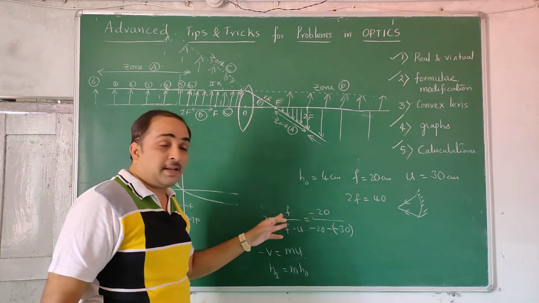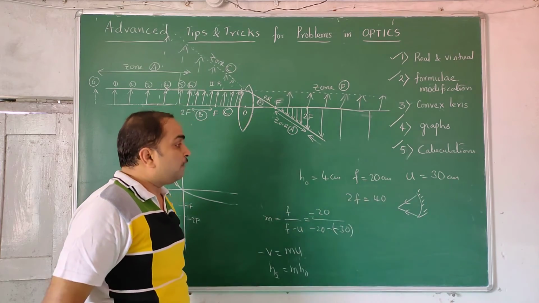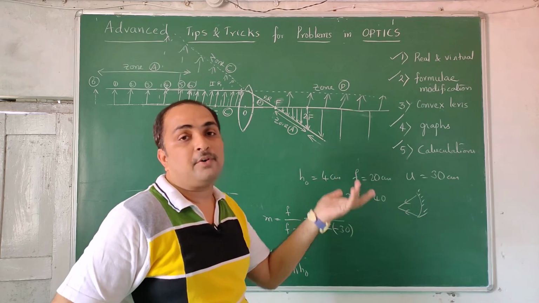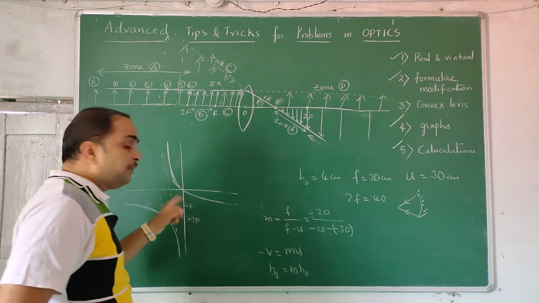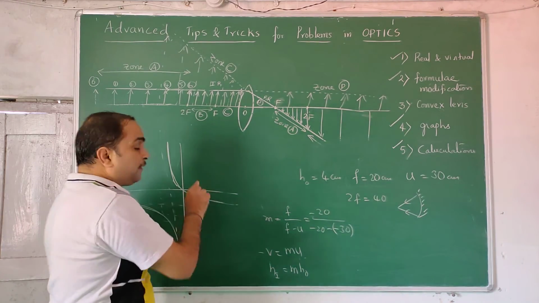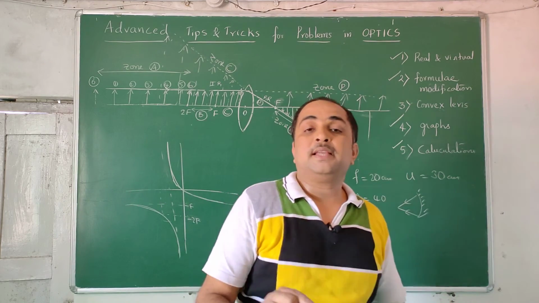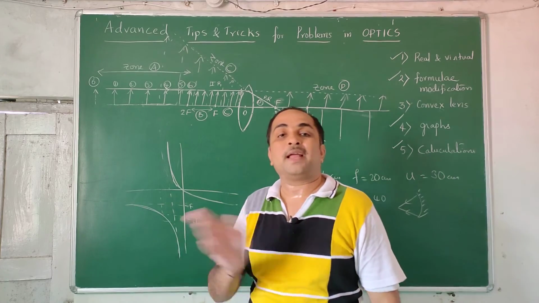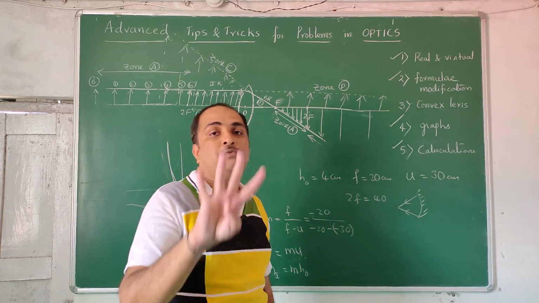If they give something else in between values, then you have to find f and 2f, and see whether u is in between f and 2f, greater than 2f, or less than f. According to the graph, by reading the x value and y value, you will get where the image is. So before solving the problem, the graph will tell you your answers. Similarly, there are 4 graphs involved.